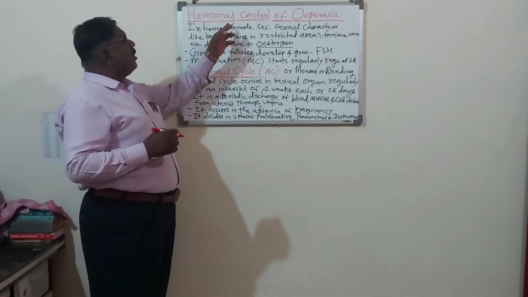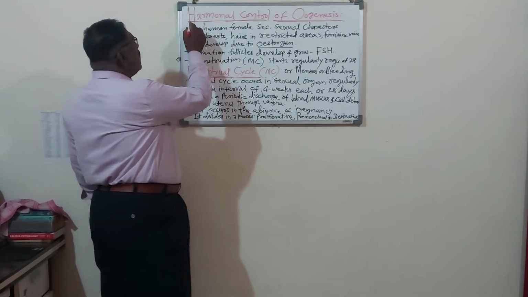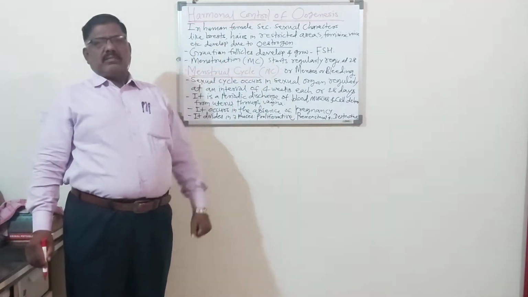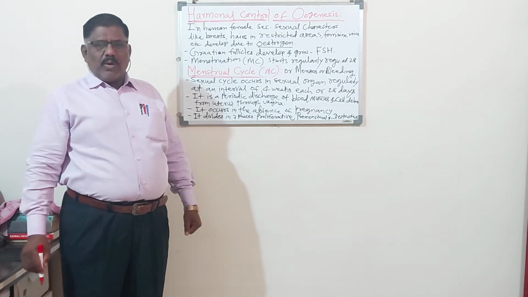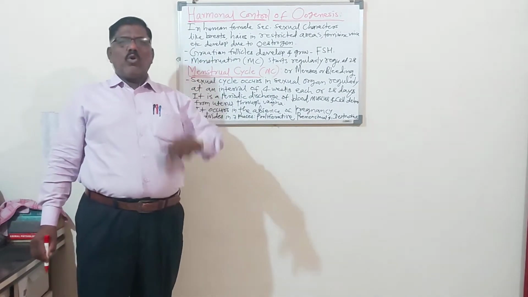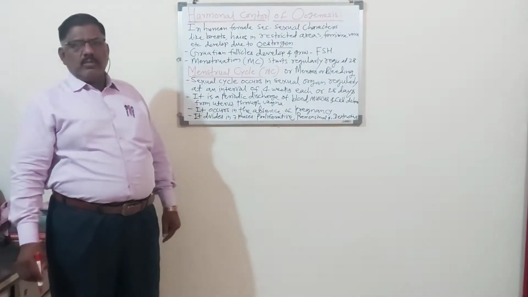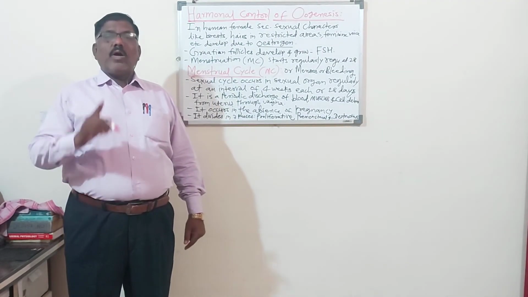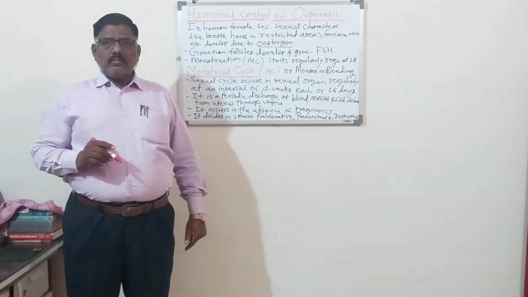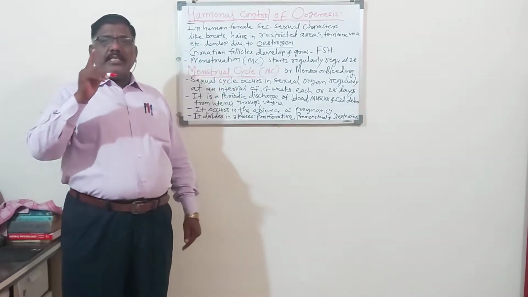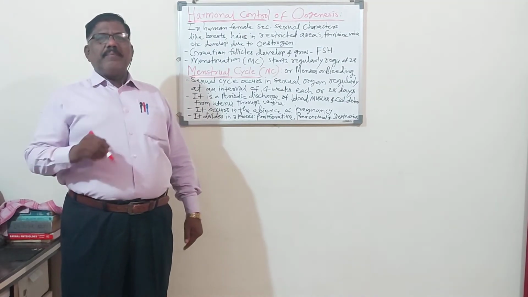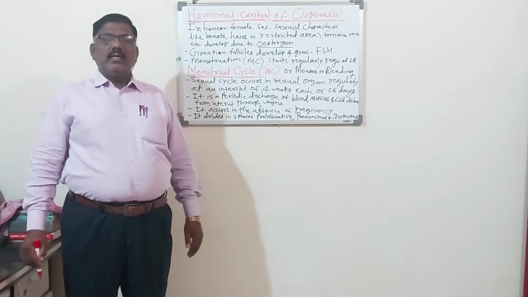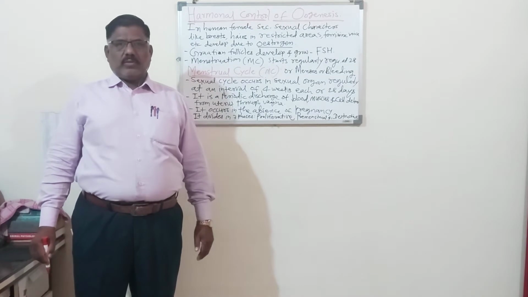So, hormonal control of oogenesis. Here, hormonal control. Hormones are very important in our body and play a very important physiological role in our body. So, here the question arises, what is a hormone? Remember, hormones and enzymes, these two chemicals in our body are very important. And these are secreted by exocrine glands and endocrine glands.